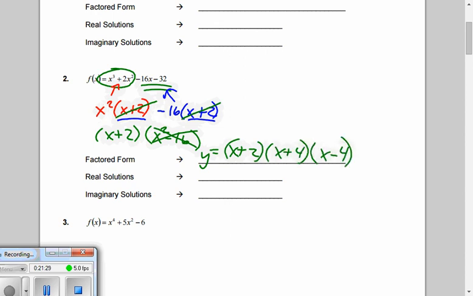This one didn't even have any imaginaries. Remember, imaginaries would be if you had like x squared plus something. That would cause imaginaries if you had that as one of your factors. If it was x squared minus something, that would not cause imaginaries because that can be factored into real numbers, x minus 2, x plus 2, for example. So again, you're just looking for imaginaries. You're looking for things like that. That's the kind that give you imaginaries.